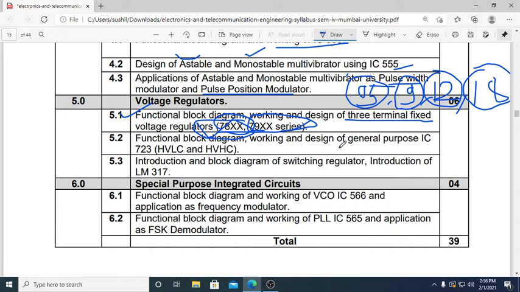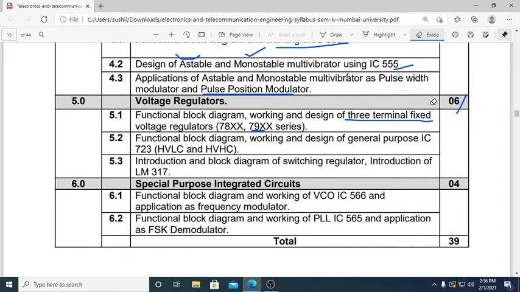Then you have to go for the functional block diagram and working design of the general purpose IC 723. Then high voltage low current and high voltage high current configuration only you have to see. There are 4 configurations, that is low voltage low current and low voltage high current as well, but for your syllabus there are 2 configurations, high voltage low current and high voltage high current. Then introduction and block diagram of switching regulator, and introduction to 317, that is the variable voltage regulator. So this is module number 5. And in the last module, I will just discuss what we have to see.